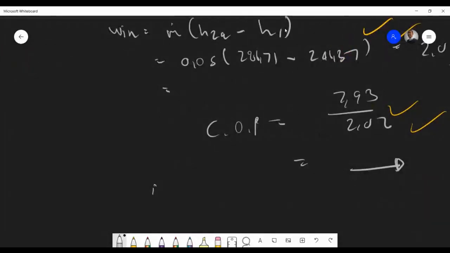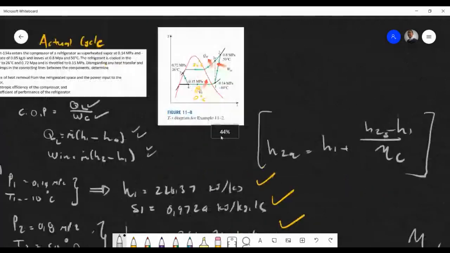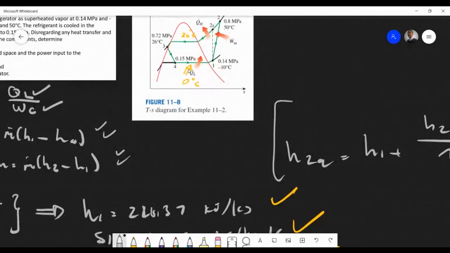So I'll just say the quality of the refrigerant after throttling. Okay. So if you remember when you're doing your steam stuff, you have to find the dryness fraction of the steam. So it's something similar. So what we are looking for here is the quality of this particular refrigerant.